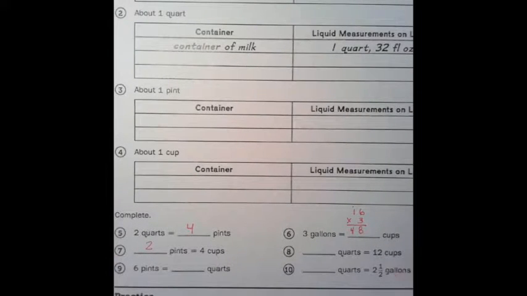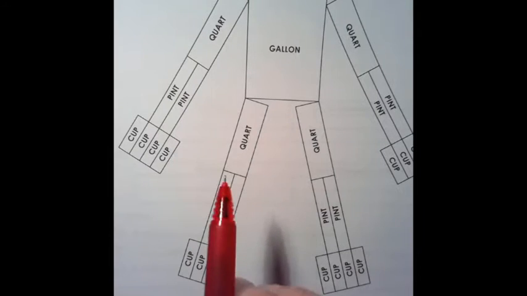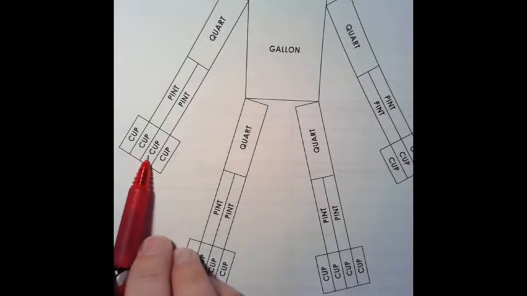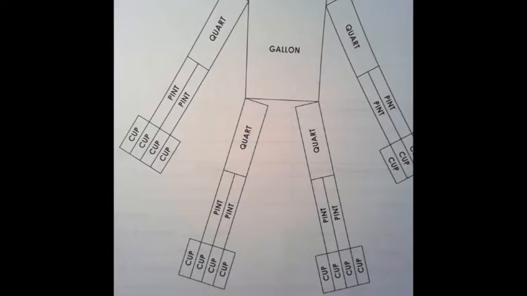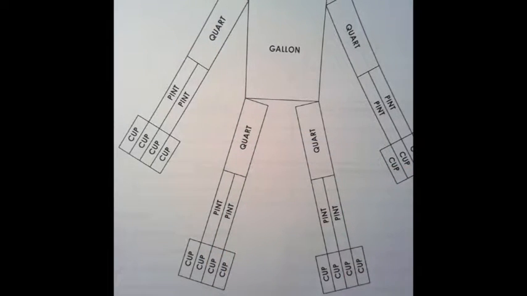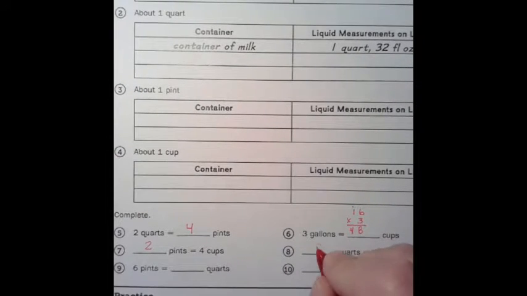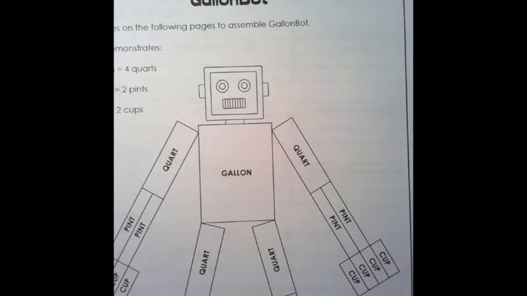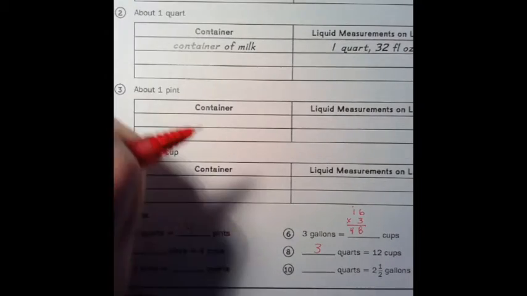For number 8, they're asking us how many quarts are in 12 cups. So again, if I take a look at our Gallon Bot, I know that we have 4 cups here, another 4 would be 8, another 4 would be 12. So if I look, I have 1, 2, 3 quarts. So 3 quarts equals 12 cups, because I know that in 1 quart there are 4. So that's how we do the math on that.